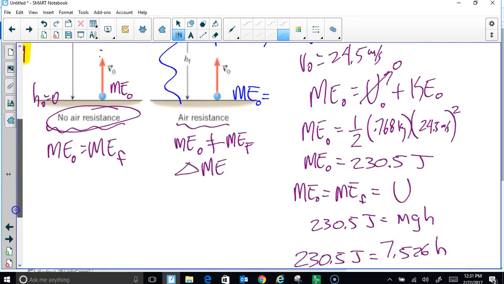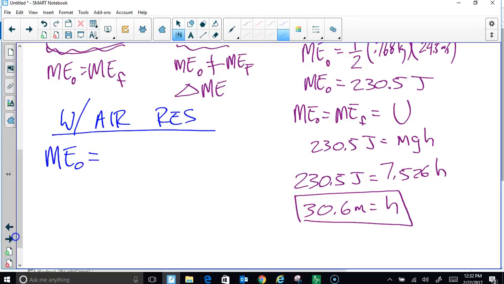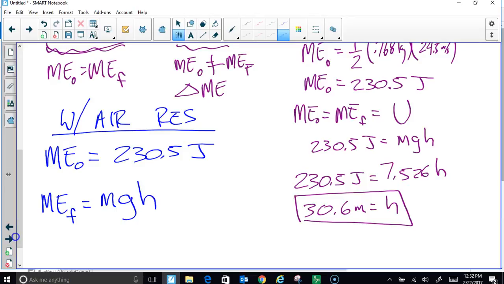So, in this case, with air resistance, I know that the initial mechanical energy would be the same. So it's still going to be the 230.5 joules. Still throw it at the same speed. But because air resistance acts, it doesn't go as high. In fact, they tell me how high it goes. So at the final point, remember, there's no kinetic energy. All of the energy will be, because it stops, in form of mgh.